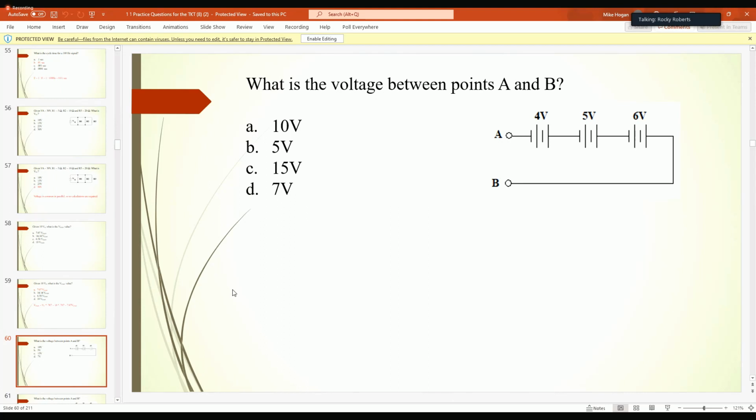15 volts. 15 volts, right? Looks like all those voltage supplies are pointed in the same direction. They're all series aiding, right? So yeah, 15 volts.